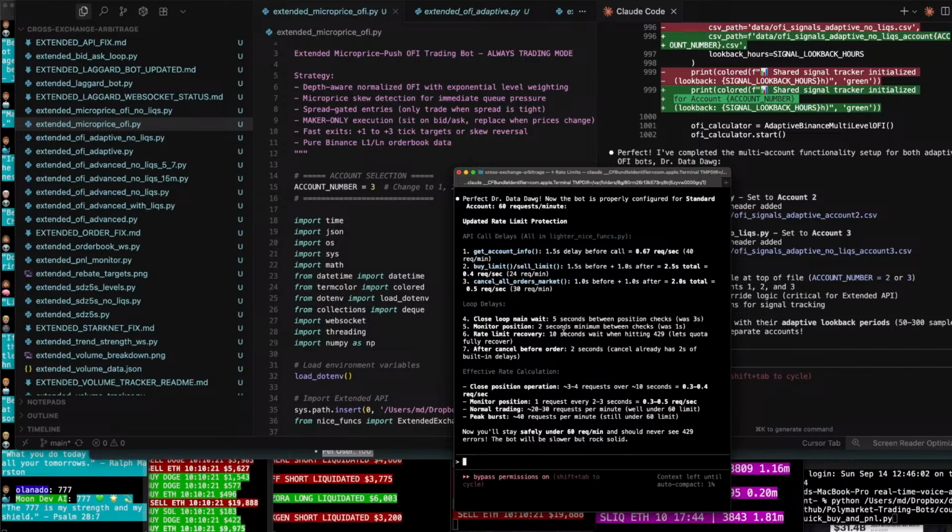Okay. 5 seconds between position checks, it was 3. Monitor position 2 seconds minimum. Okay. After cancel. Okay. Let's go ahead and see how it does. I'll watch it for a minute.